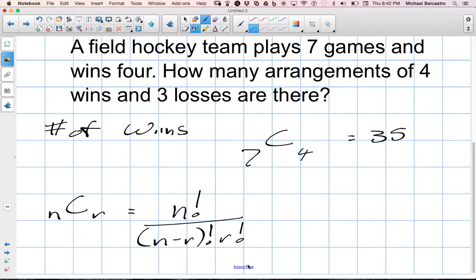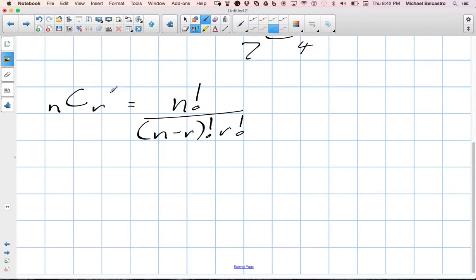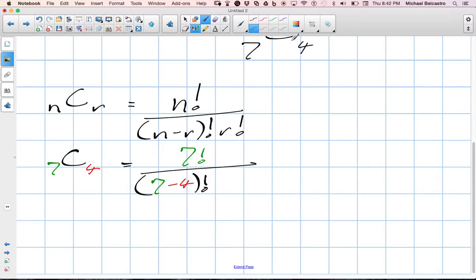So let's actually plug our values in to see how this shows up. Our n was 7, and our r value was 4 in this situation. So we have 7 factorial divided by 7 minus 4 factorial times 4 factorial. What we end up with here is 7 factorial over 3 factorial times 4 factorial.